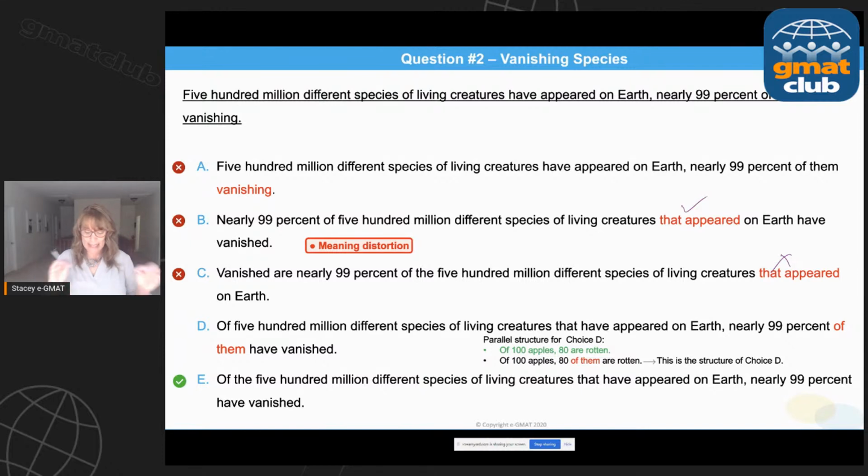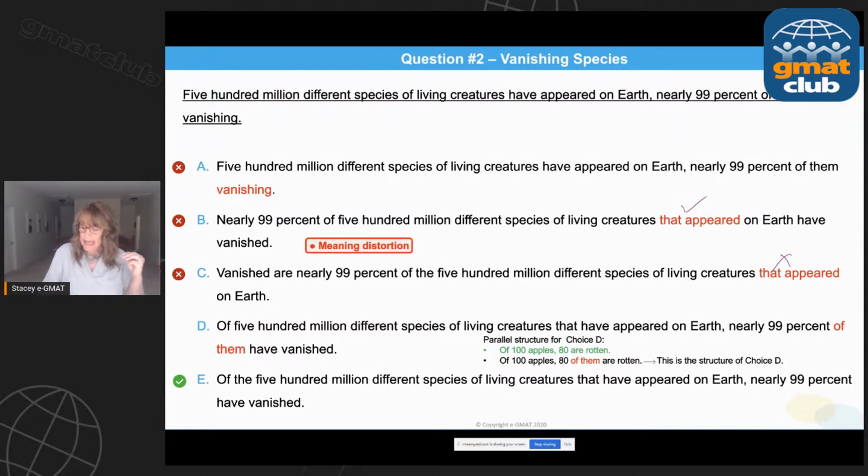So we have this redundancy of the prepositions, which is really annoying to me. So of the 500 million, so again, we get that set or that sampling. So of 100 apples, 80 are rotten. Okay, we could clearly say that instead of them. So we don't need that redundancy there. So this structure is really, really messy. It also is giving us that meaning distortion that we don't need.